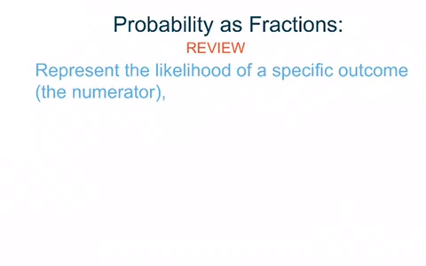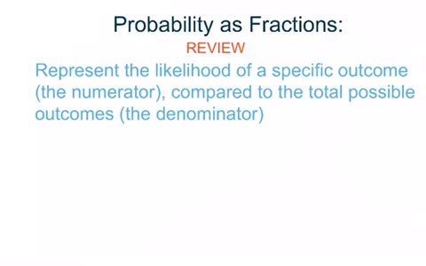In order to represent the probability as a fraction, what we want to do is represent the likelihood of a specific outcome, or the numerator, compared to the total possible outcomes, or the denominator.